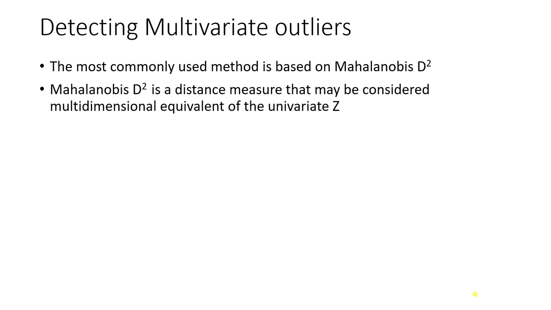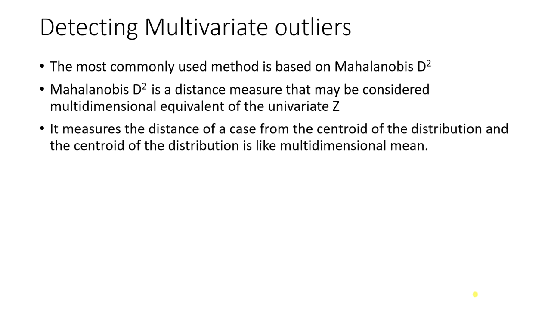Mahalanobis D square may be considered the multidimensional equivalent of the univariate Z. So it is to some extent similar to Z, but multidimensional. And this Mahalanobis distance is the distance of a particular case from the centroid of the distribution. That centroid of the distribution is like a multidimensional mean. So if you are working with four variables, then the centroid will be based on the overall multidimensional mean.